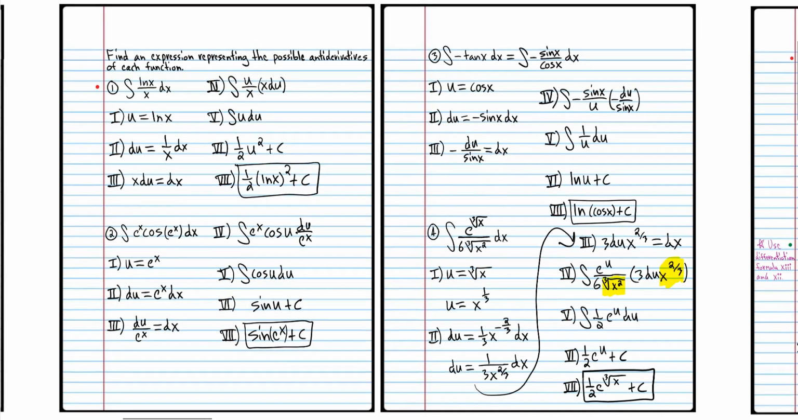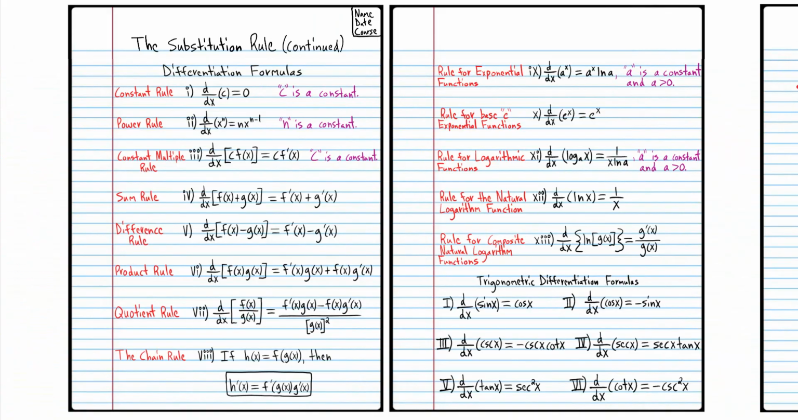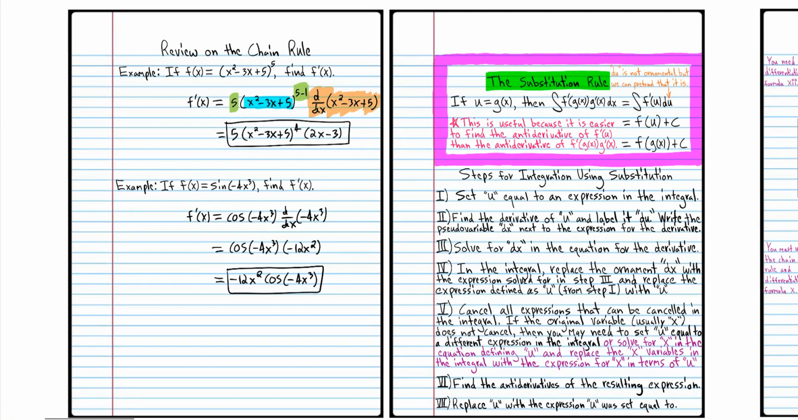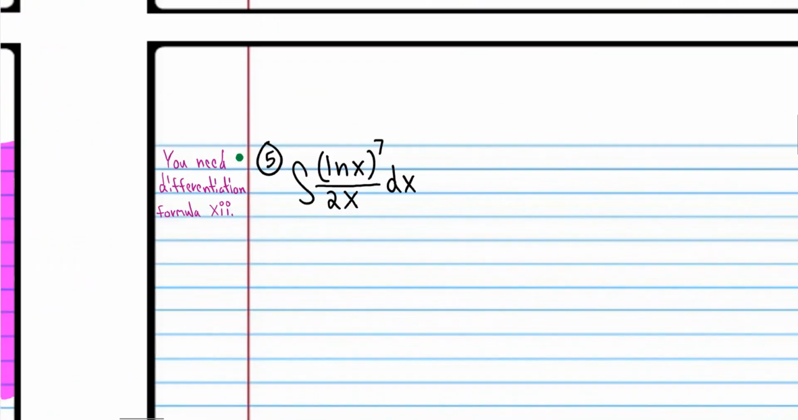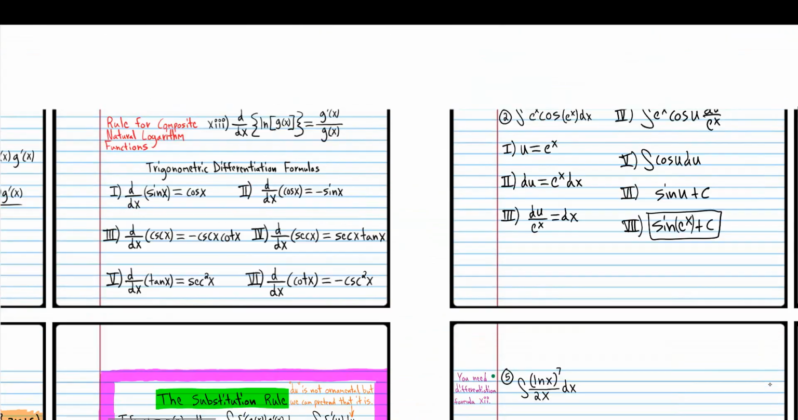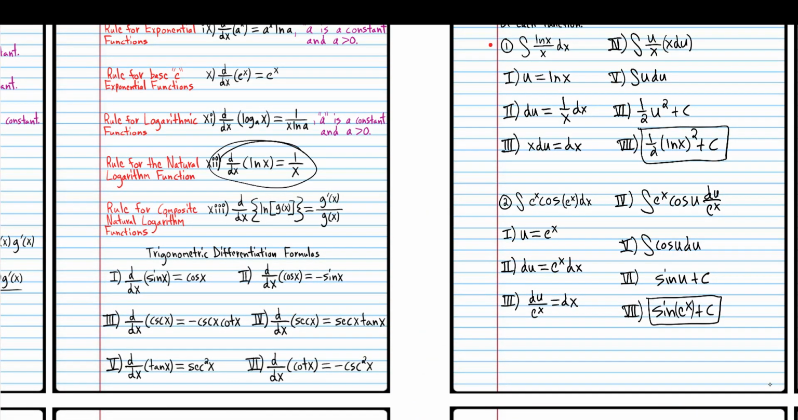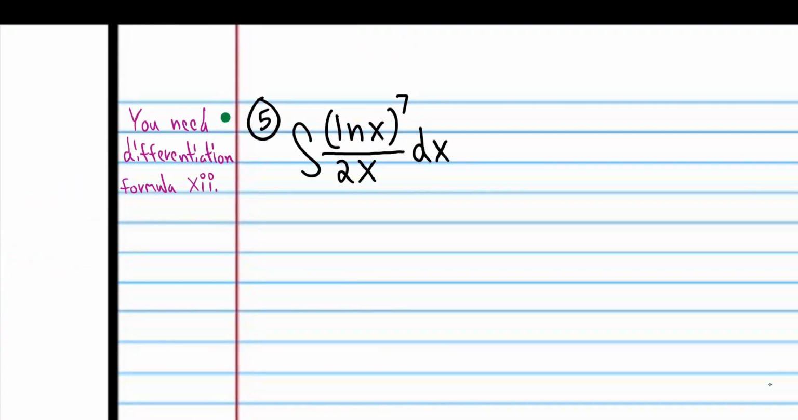So go ahead and take a picture of these problems. I'm going to give you one more chance to take a picture of these differentiation formulas and this information here. And I want you to attempt number 5. Now it says you need to use differentiation formula number 12. So number 12 is this one here. The derivative of natural log x is 1 over x. So be ready to use that formula.